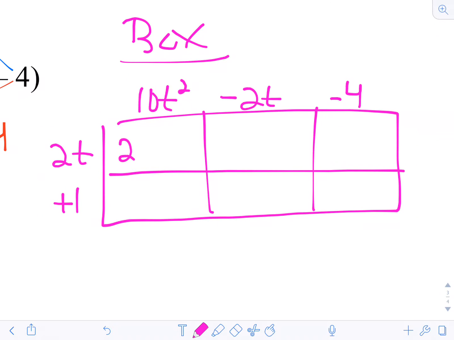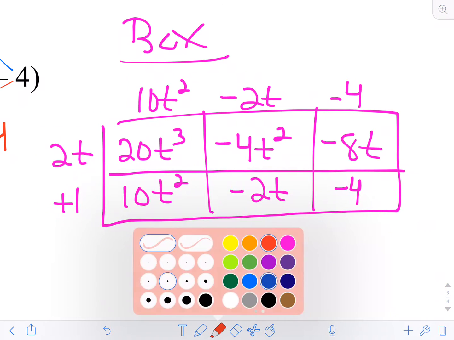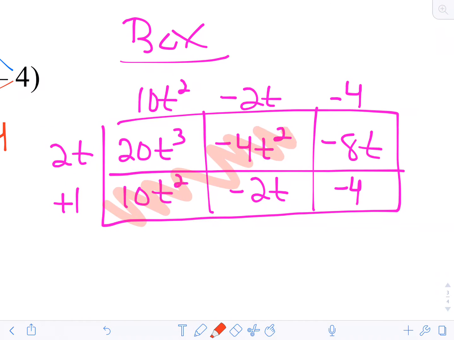2 times 10 is 20. T times t squared is t cubed. 2 times negative 2 is negative 4. T times t is t squared. 2 times negative 4 is negative 8, and then you have a t. And then multiplying everything by 1 keeps everything the same. Okay, so again, your diagonals right here are where you will combine your like terms.